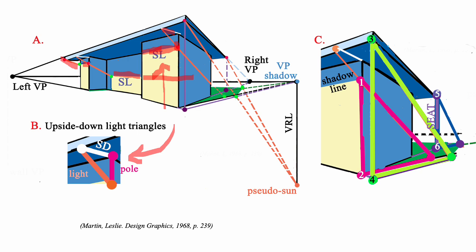Now for the shadow on the ground, it starts at number 2 at the corner. Then we go to this intersection that starts at the shadow line. Next we go to this intersection which starts at the top of the overhang. And we go to this intersection, which is from the seat in the back.